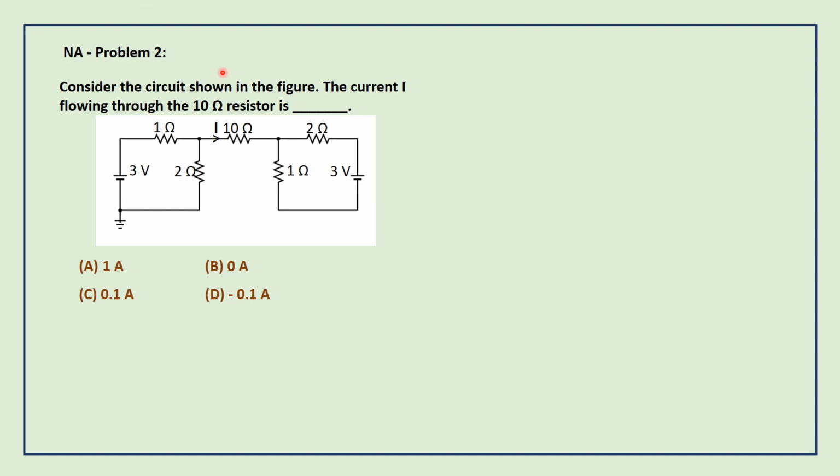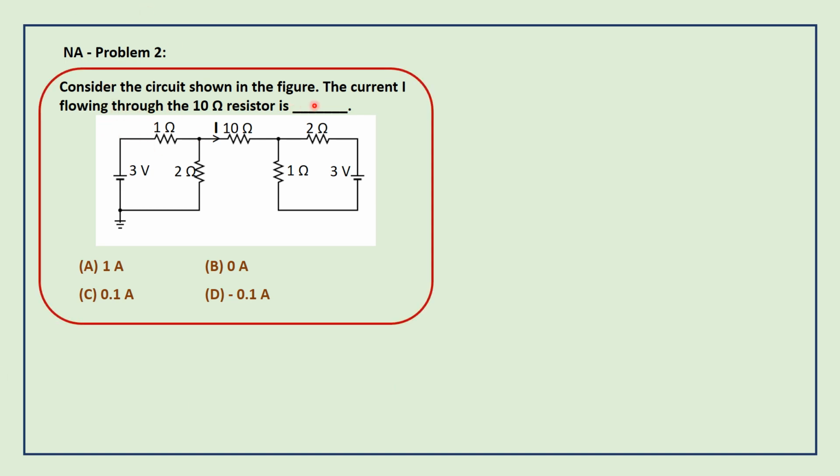Next problem. Consider the circuit shown in the figure. The current I flowing through the 10 ohms resistor is, so this is the current flowing through the 10 ohms resistance. Observe the circuit neatly. Here this 10 ohms is not grounded, this branch is not grounded. So directly we can tell the current passing through this is 0 because there is no ground condition.